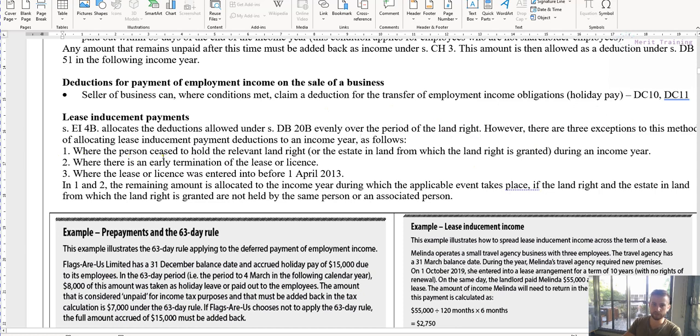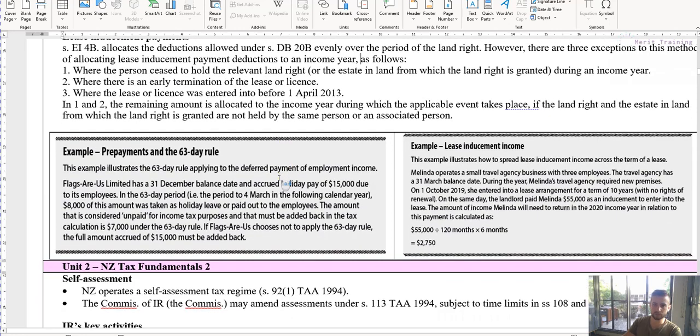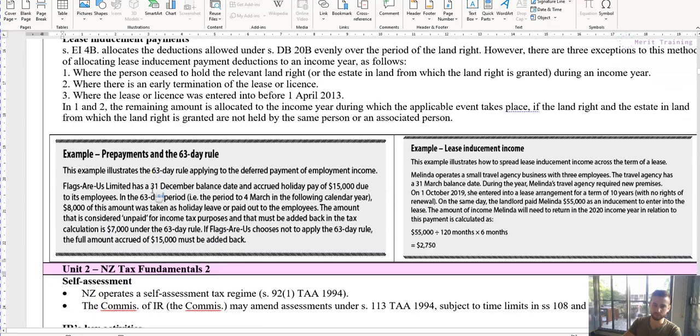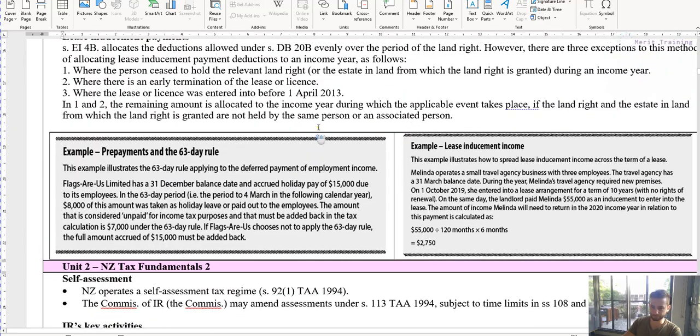Number 1, the person ceased to hold the relevant land right. Number 2, there's an early termination of the lease or license, or the lease or license was entered into before April 2013. There are some examples in the notes that you can read through in your own time, but it's fairly straightforward. You just get the deductions spread over the period of the agreement, unless one of the 3 exceptions below applies. You just have to look out for them.